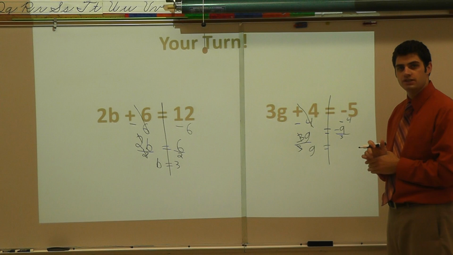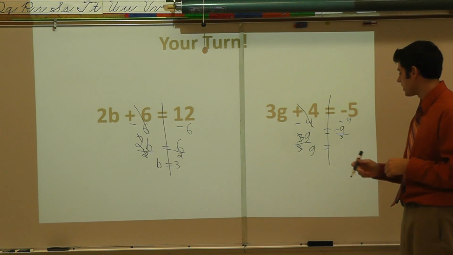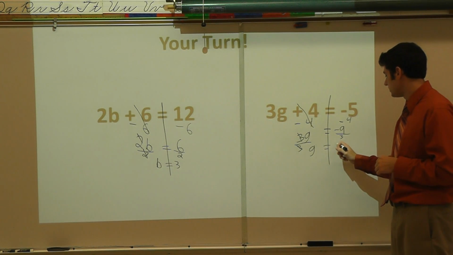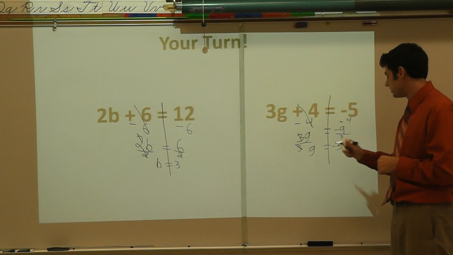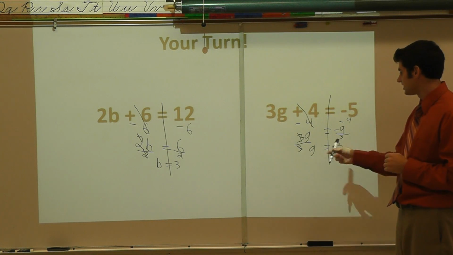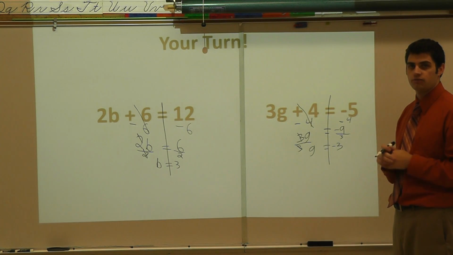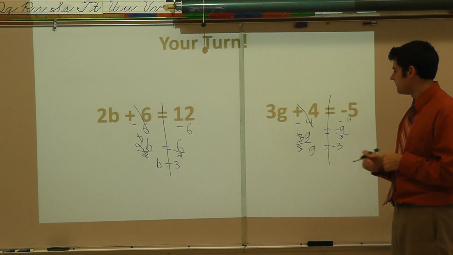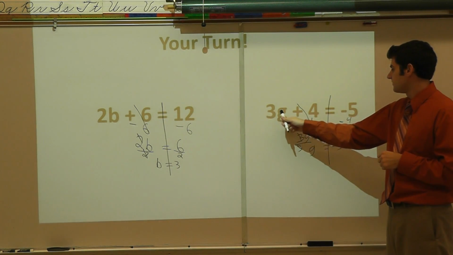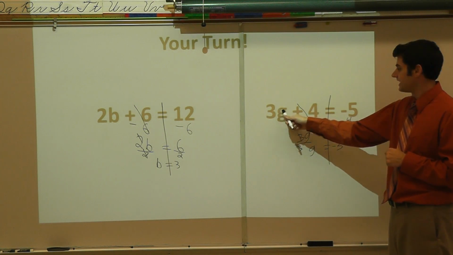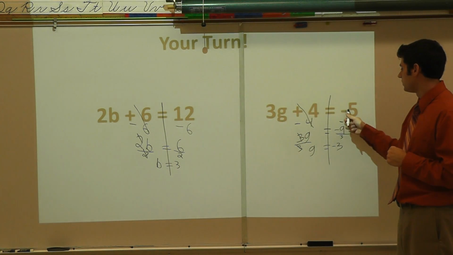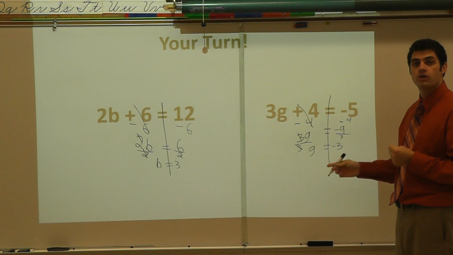So remember we talked about these negative integers. Here comes that tricky part. 9 divided by 3 is 3. If I have a negative and a positive, my answer is going to be negative. So in this case, g is going to equal negative 3. Again, let's plug it back in. A positive 3 times a negative 3 is going to give us negative 9. A negative 9 and a positive 4 would leave me with negative 5, so I know that my answer is correct.